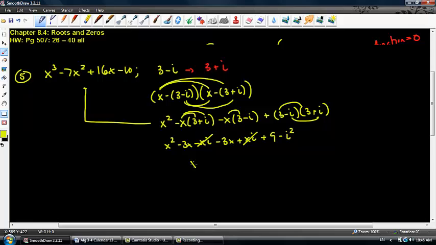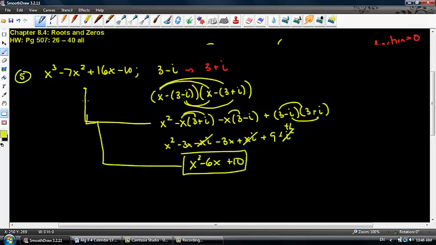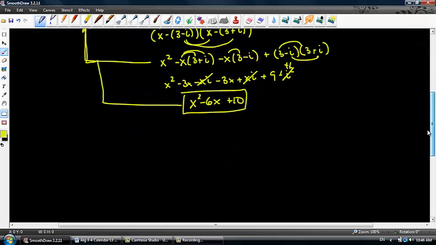So you should end up with x squared minus 6x. This is negative 1, so minus negative 1 plus 10. And this is going to be what divides into this. So let's do it. x squared minus 6x plus 10 divided into x to the third.